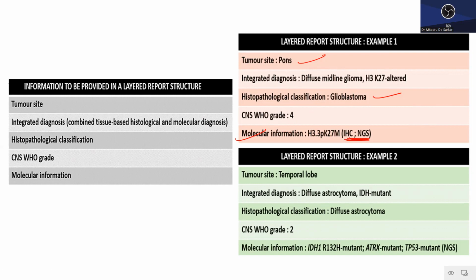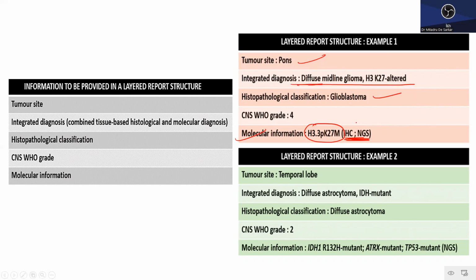In this particular case, both IHC as well as next generation sequencing have shown that there is a mutation in the histone 3 gene at the K27 position. So the final integrated diagnosis in this case becomes diffuse midline glioma, H3 K27 altered. So this is the layered reporting structure.